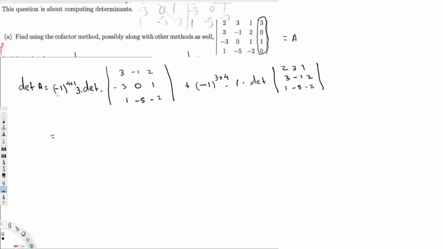Now for the first term, it's -1 to the power of 5. Whenever you get a negative number to an odd power, it's going to give you a negative number, and if you have an even power, it's going to give the positive value, because negative to the power of an odd number is negative 1. In this case we have an odd number, so -1 to the power of 5 is -1. So -1 multiplied by 3 is going to be -3.